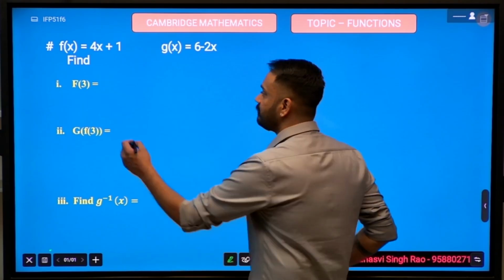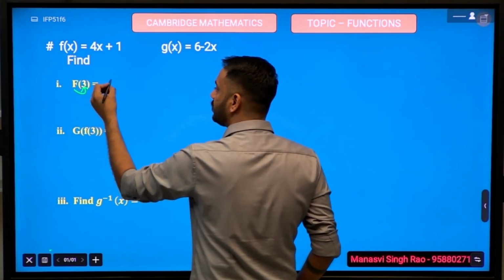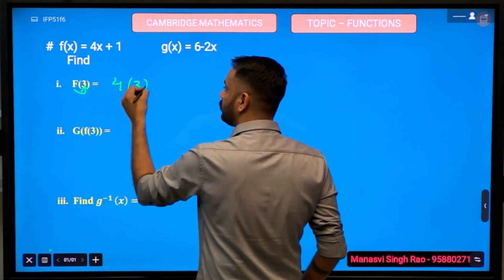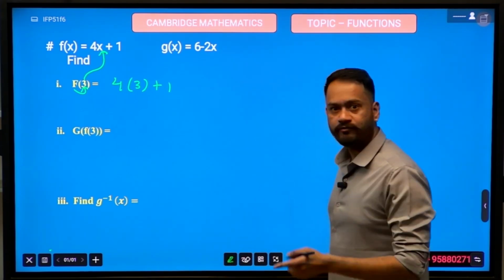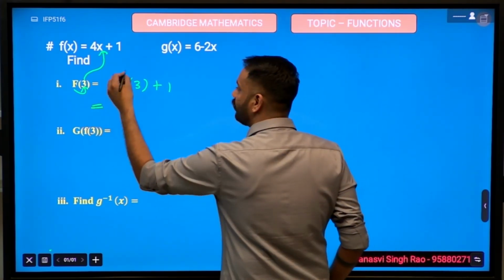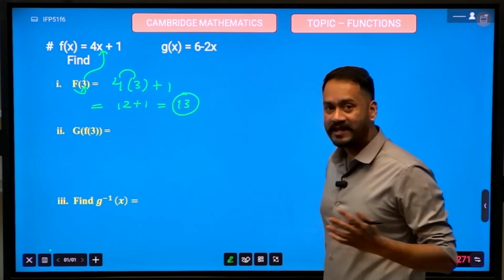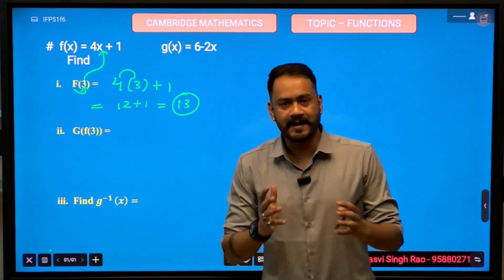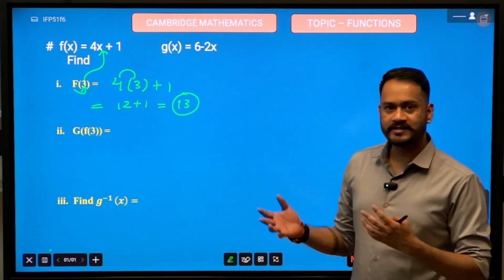F of 3 means in the function f we need to put 3. So in the function f, if I put 3, it will be 4 times 3 plus 1. That means in the place of x you need to put 3. So if I solve this, it will be 4 times 3, 12, plus 1, that is 13. So very easy. I hope you like this, children. And if you practice more questions, it will be easier for you to understand such types of questions.